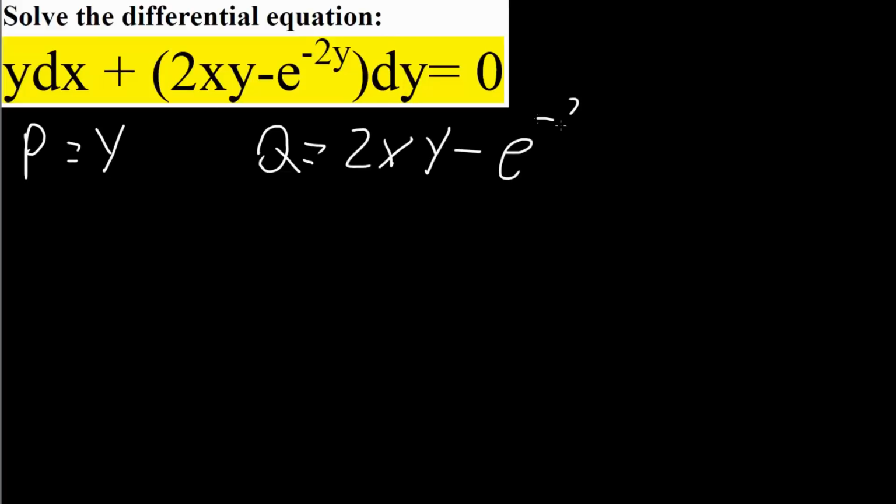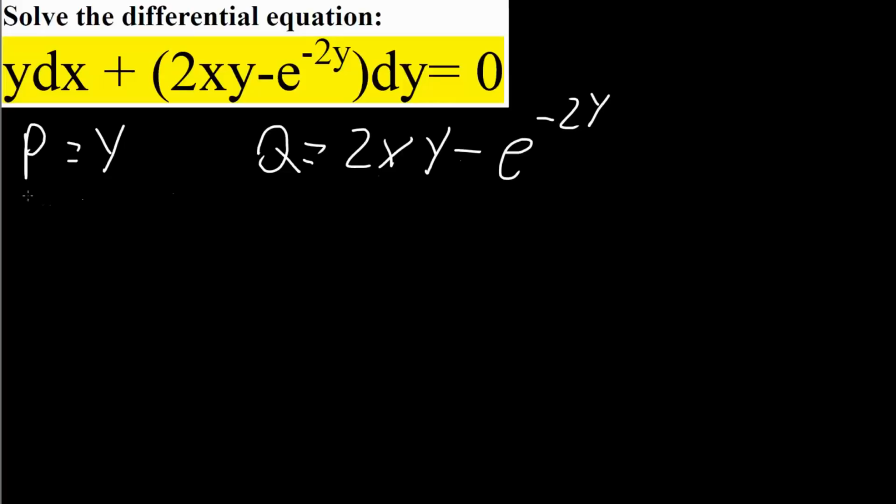Okay, in this question we want to differentiate this equation. We will do it based on the exact equation method. And so we say p will equal the term for dx, so p would equal y, and our q term would be the one connected with dy. So q would be 2xy minus e raised to negative 2y.